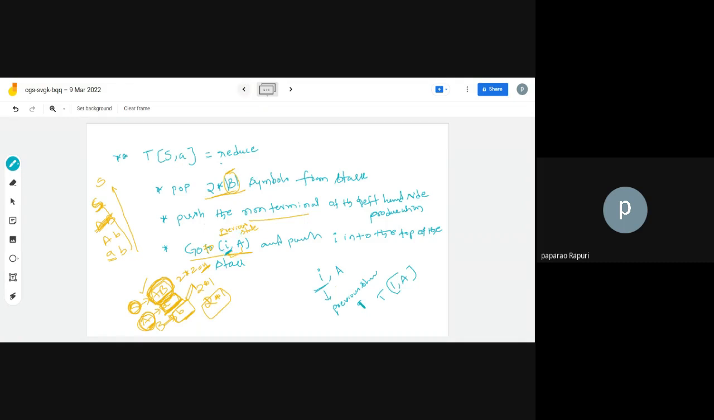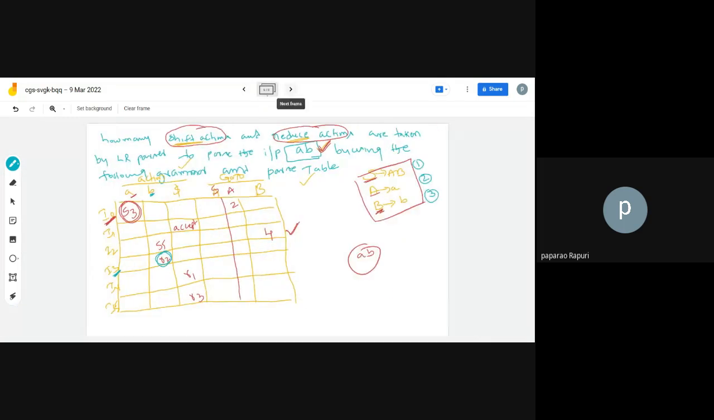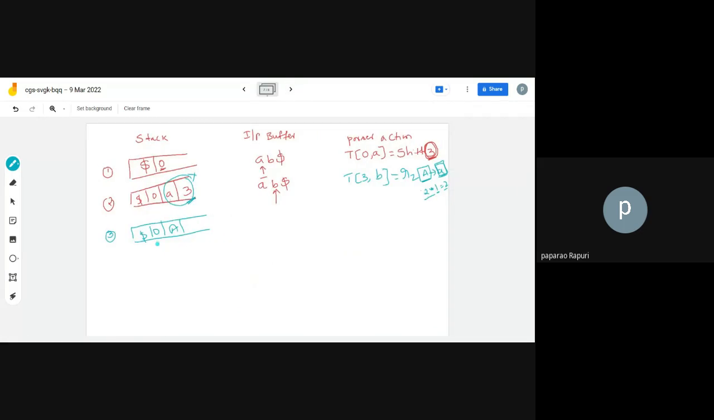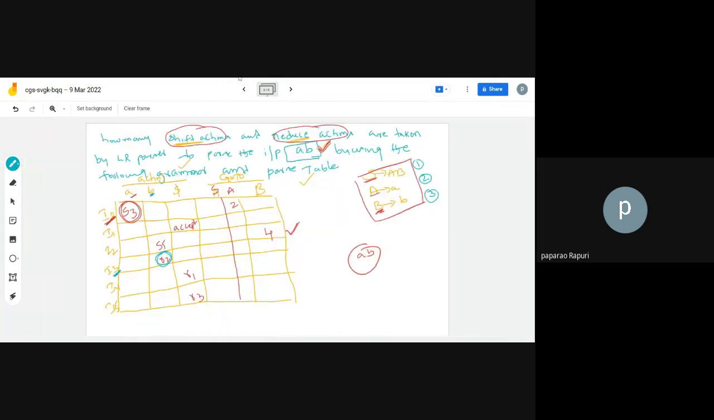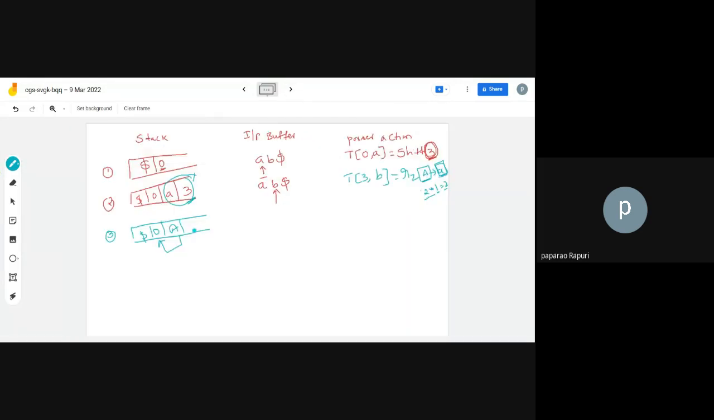So we will check once again. Here, the state before A is 0. Then 0 comma A. What is he telling? 0 comma A, it is 2, sir. So we need to push 2. Again, push 2, sir.